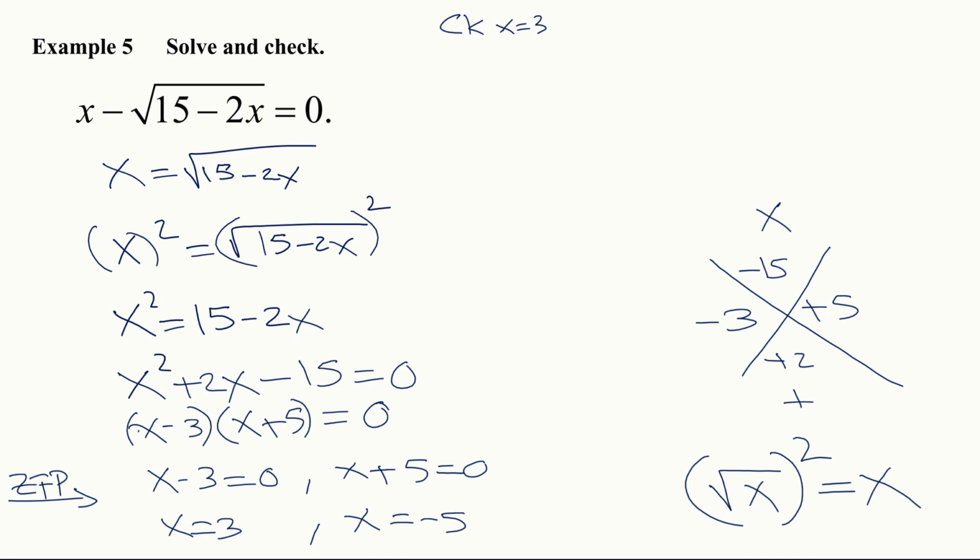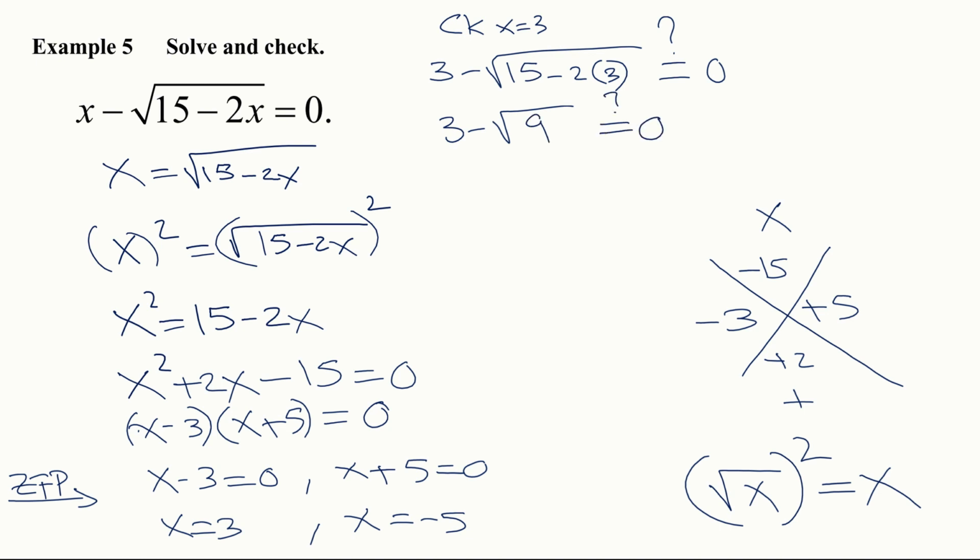That means we're going to plug it in. So we want to know if 3 minus square root of 15 minus 2 times 3 is equal to 0. Now I'm going to put a question mark above the equal sign because I'm not asserting that, I'm checking that. So we get 3 minus square root of, now 15 minus 6, that's 9. And we want to know if that equals 0. Notice I still need the question mark because I haven't reached an identity yet.